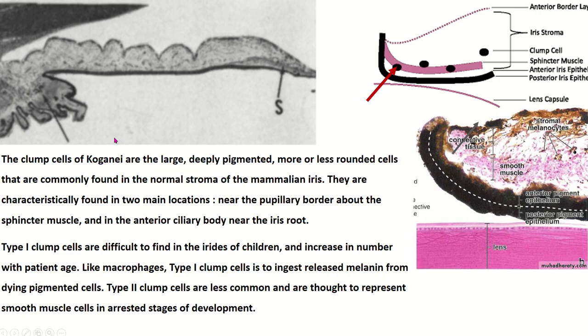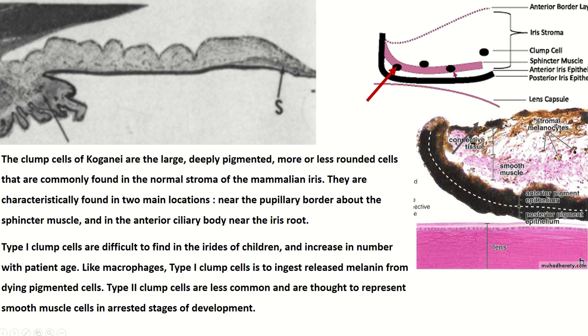Let's discuss the clump cells present in the stroma. This is the anterior limiting layer. This is the fibrous stroma, and you see this is a stromal melanocyte and nuclei of fibroblasts, and the deep part of this fibrous stroma contains smooth muscle cells. Occasionally this fibrous stroma contains clump cells. These clump cells are present mainly near the pupillary margin and also near the root of the iris.